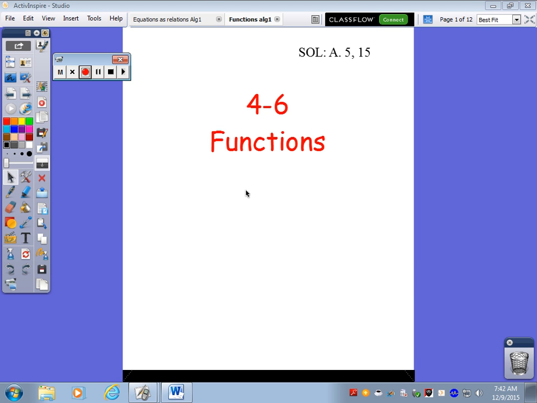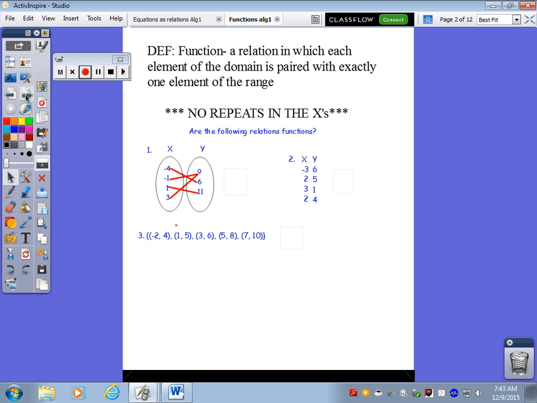Okay, today's lesson is a review of functions. We already did this once in class. I just wanted to have one online in case you wanted to review.